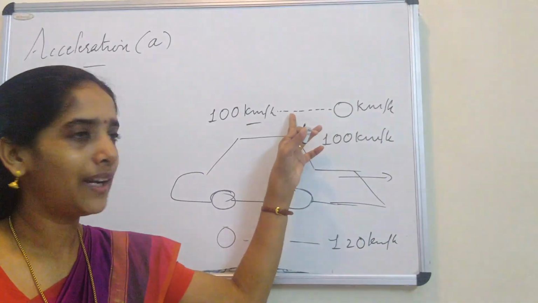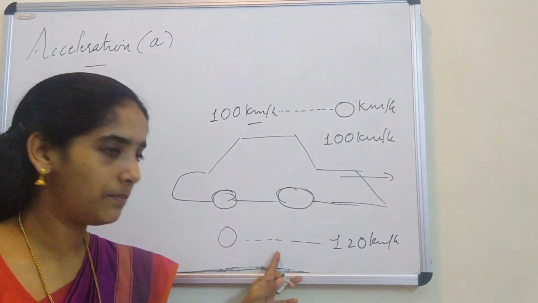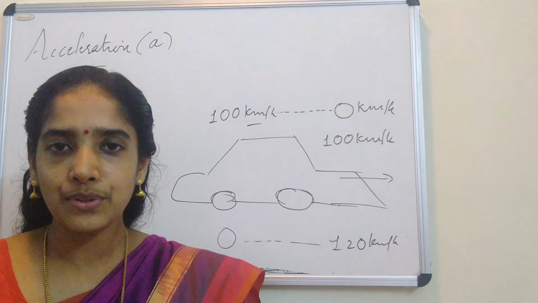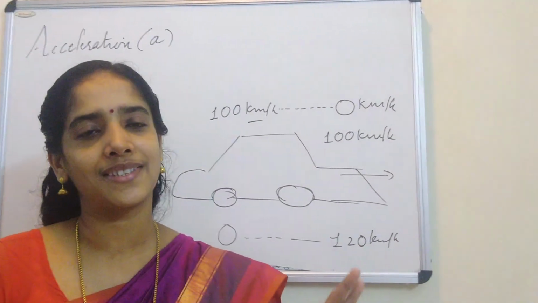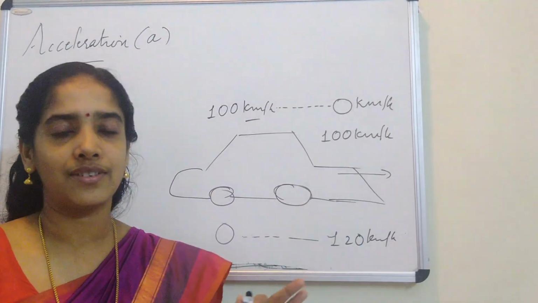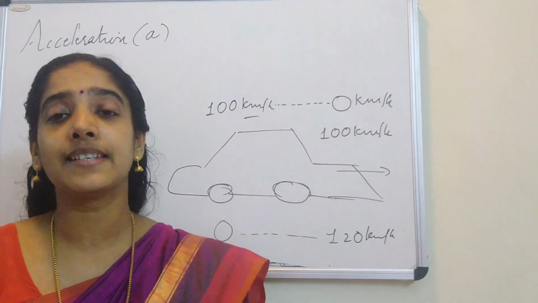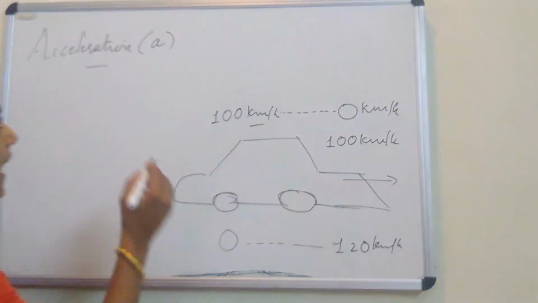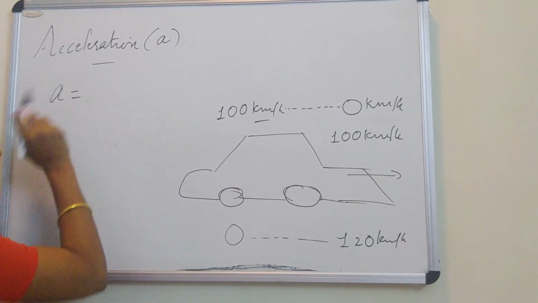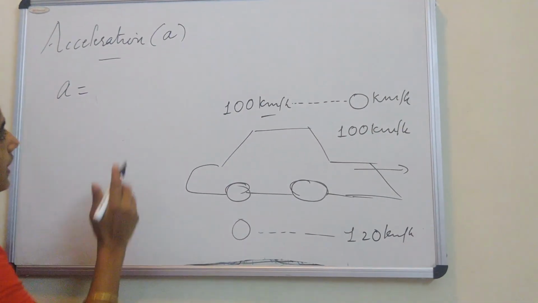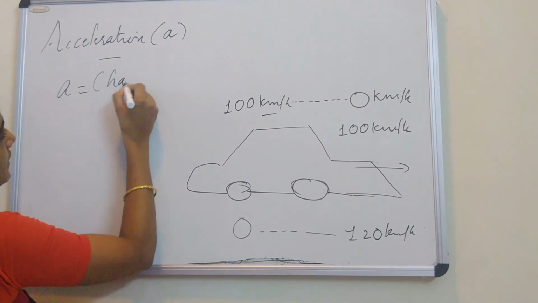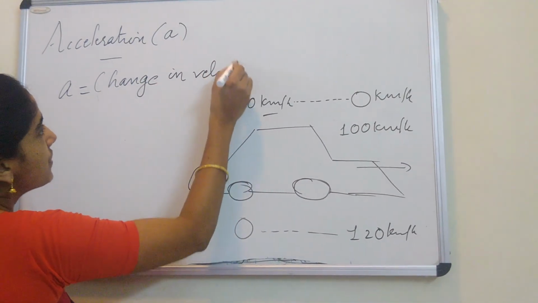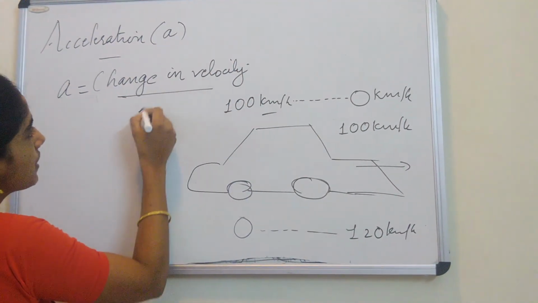Here we applied the brake. Here we applied the accelerator. In both cases, what is happening to the velocity of the vehicle? Velocity changes. So the rate at which the velocity of a vehicle changes is called acceleration. So what is acceleration? Let me write the symbol now. A is acceleration. It is the rate at which the change in velocity occurs. So we write acceleration is equal to change in velocity by time.